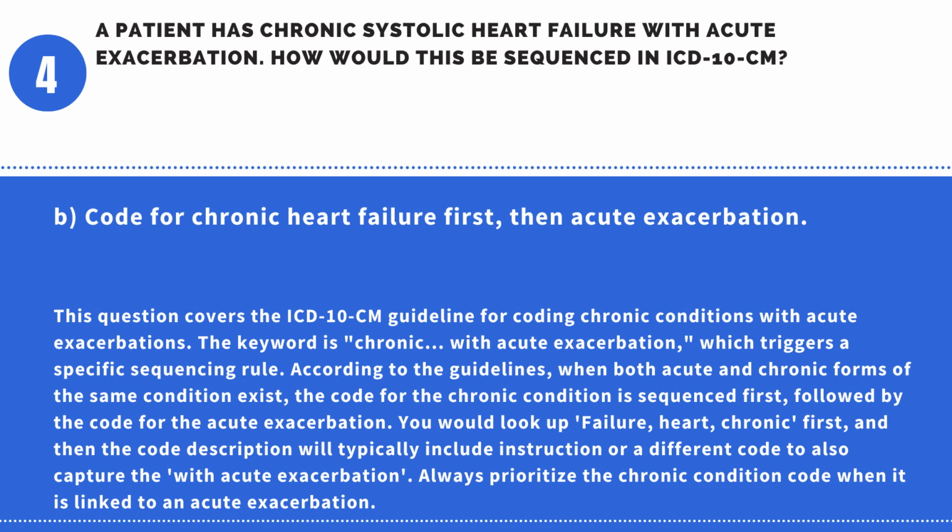You would look up failure, heart, chronic first, and then the code description will typically include an instruction or a different code to also capture the with acute exacerbation. Always prioritize the chronic condition code when it is linked to an acute exacerbation.